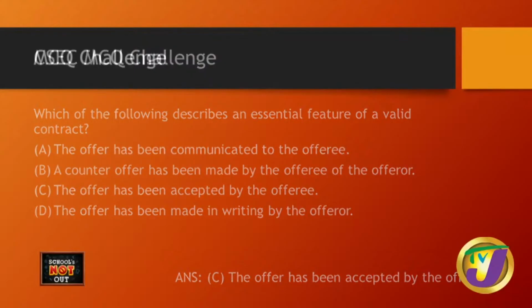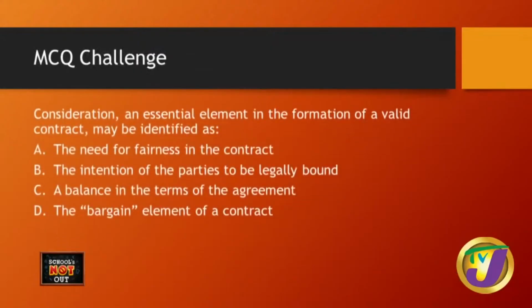Let's see if we can go through one more question. So the next question says consideration. Remember what we said? Something for something. All right, so consideration is an essential element in the formation of a valid contract. And this may be defined as, is it A, the need for fairness in the contract? Is it B, the intention of the parties to be legally bound? Is it C, a balance in the terms of agreement? Or is it D, the bargain element of the contract? All right, so the answer is the bargain element of the contract. What is it that you have agreed to give in exchange for what benefit that I will offer?